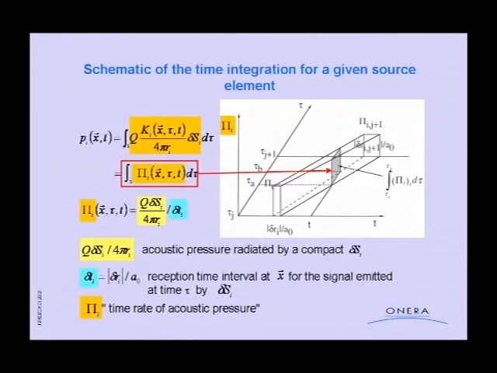we calculate this integral, and let us call pi I this integrand here. And you recognize that this quantity is just simply the ratio of this quantity, which is the acoustic pressure that would be radiated by a compact source element, divided by a delta t, which is a reception time interval at the observer location for the signal emitted at time tau by this element. So this quantity, pi I, could be called time rate of acoustic pressure. It's not a good name, but.